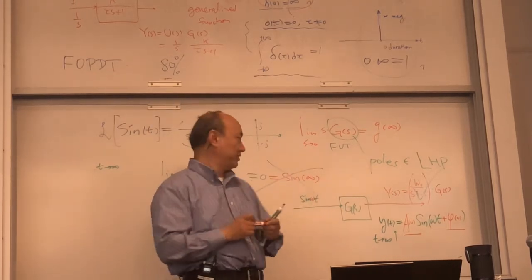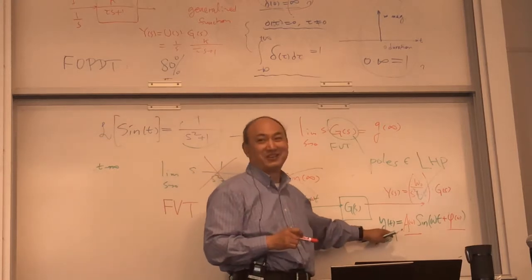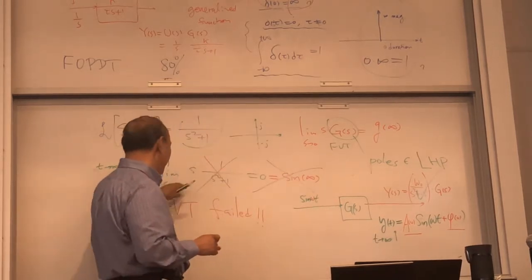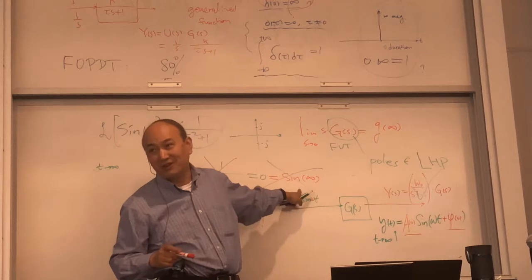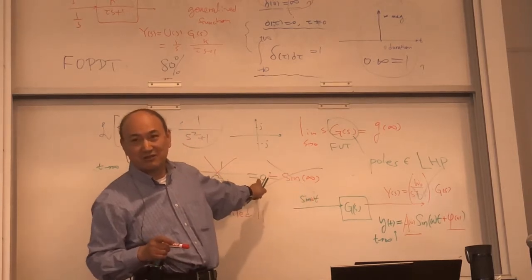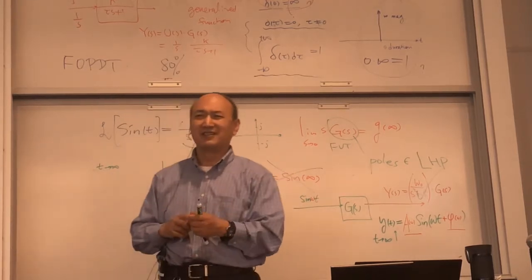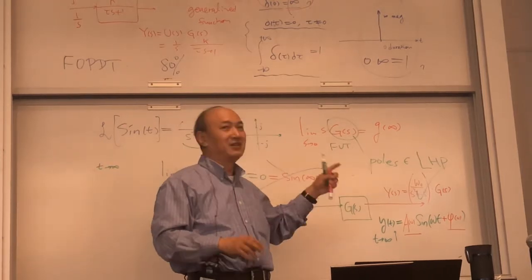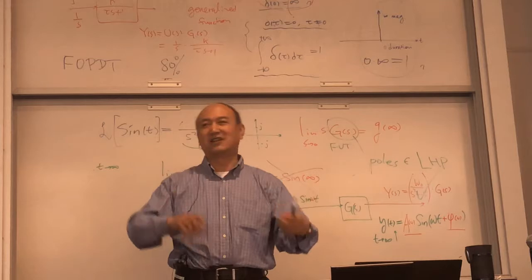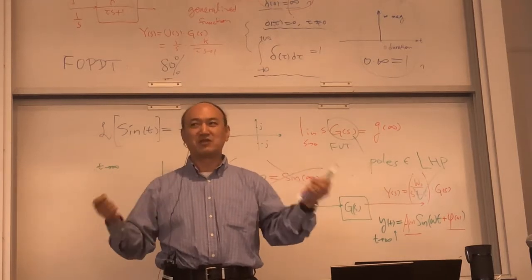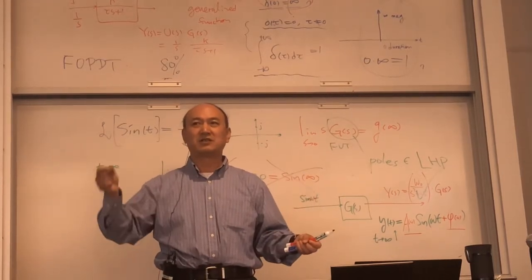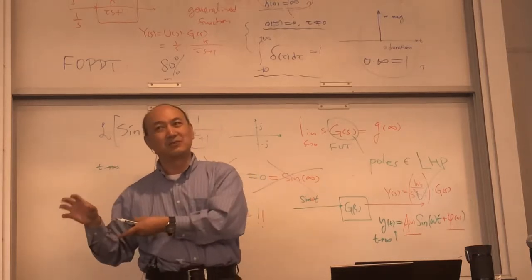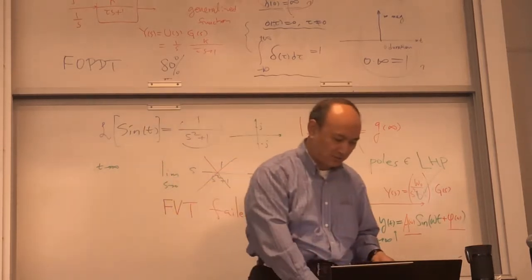Never think about y of infinity. If you do y of infinity this way, it will be wrong. It doesn't make sense. Never think in that direction. Only think: give me a sine in, I have a sine out, with the same frequency but different amplitude and phase. Make sense? So here is the statement.